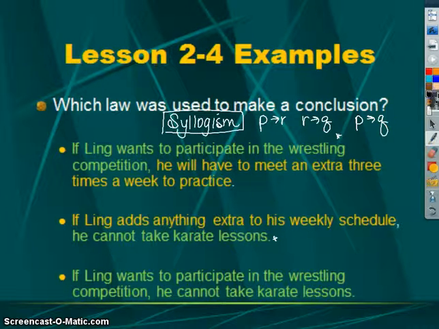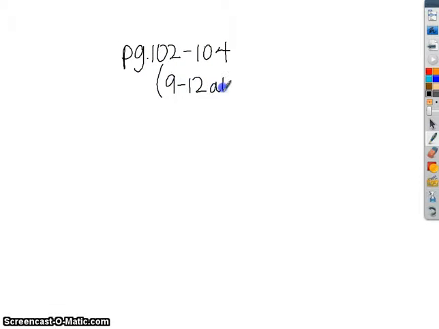For your assignment today, what I'd like you to do is work on pages 102 to 104, numbers 9 through 12 all, 18 through 26 all, and 34 and 35.